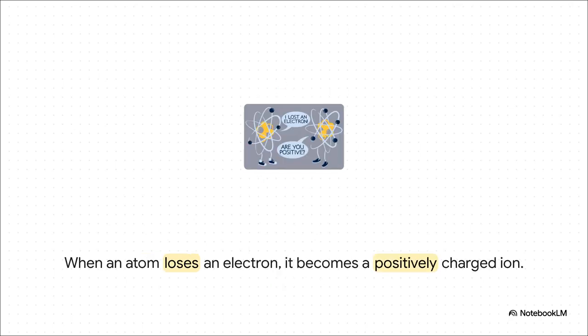So what happens is, if that sodium atom loses that outer electron, it now has 11 positive protons but only 10 negative electrons. The positive charges win. The atom now has an overall positive charge, and we call it a positive ion. It's like the old joke. One atom says to another, "I think I lost an electron." The other one says, "Are you positive?"